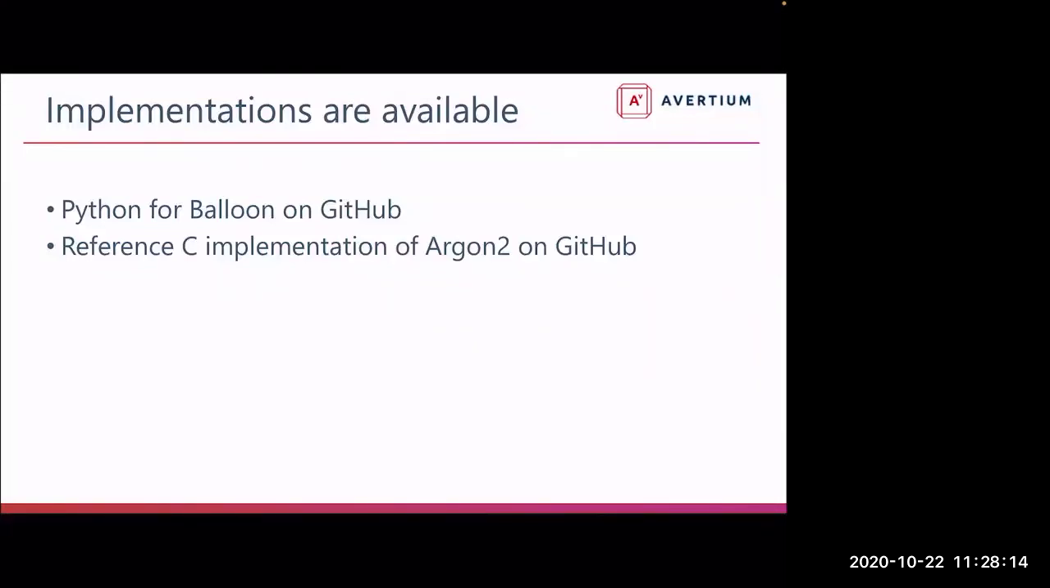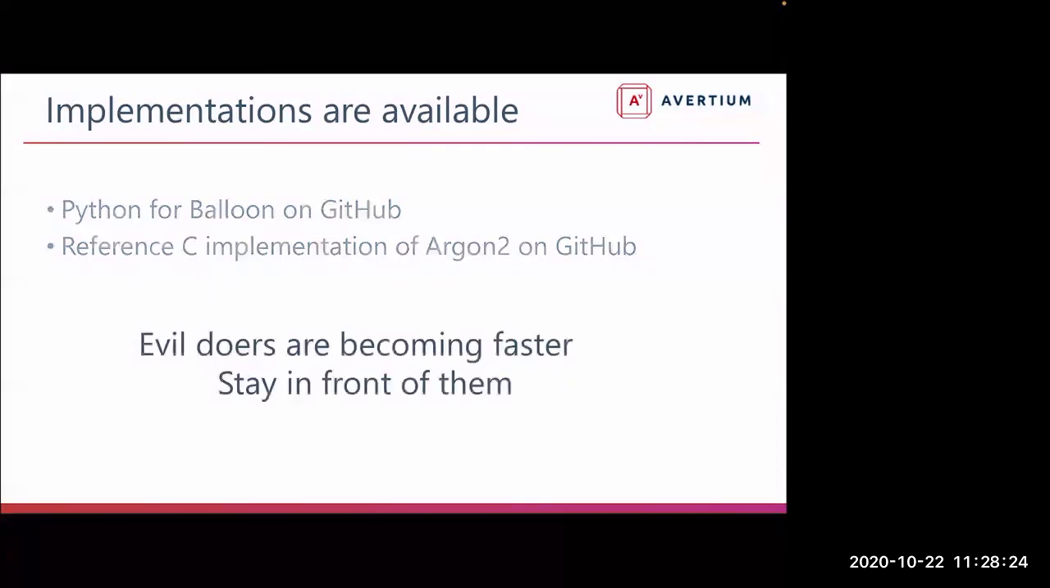But no matter what, this is something you have to do on your own. You're at a university, so it's not so much of an issue to you, but it seems to me this could be something you guys could play around with. And the reason you got to do it, of course, is because evildoers are becoming faster. They're buying these machines, and you got to stay in front of them.